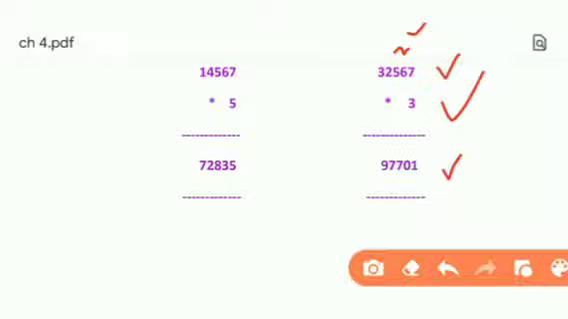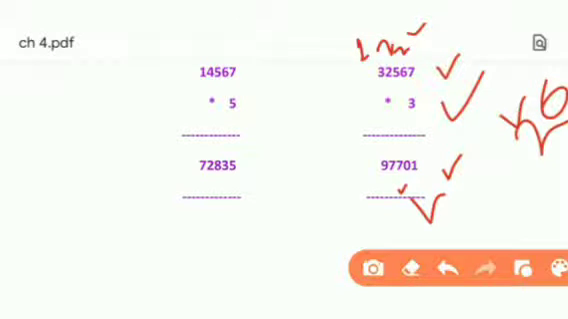So as the answer is 20, we will write this 0 here and this 2 here as a carry. Now 3 times 5 is 15, and because 2 is carry, the answer is 17. So we will write 7 here and 1 here as a carry. 3 times 2 is 6, and 1 is given here, so the answer is 7 here, and last, 3 times 3 is 9.